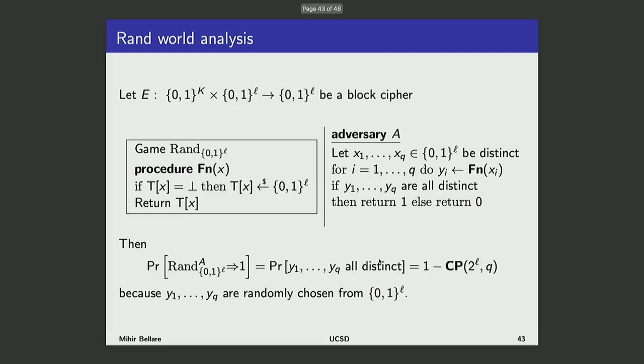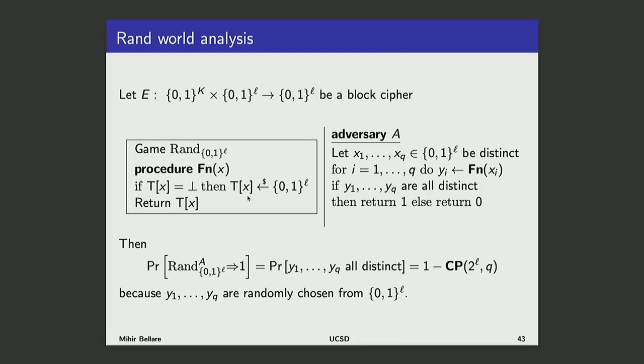Now the other is a little more interesting. Notice that we don't change the adversary. It's exactly the same as before. What's changed is the game. So it still calls Fn, it still returns 1 under exactly the same condition, but what these values are is going to be different. So now we say, is it true that they're all distinct or not?